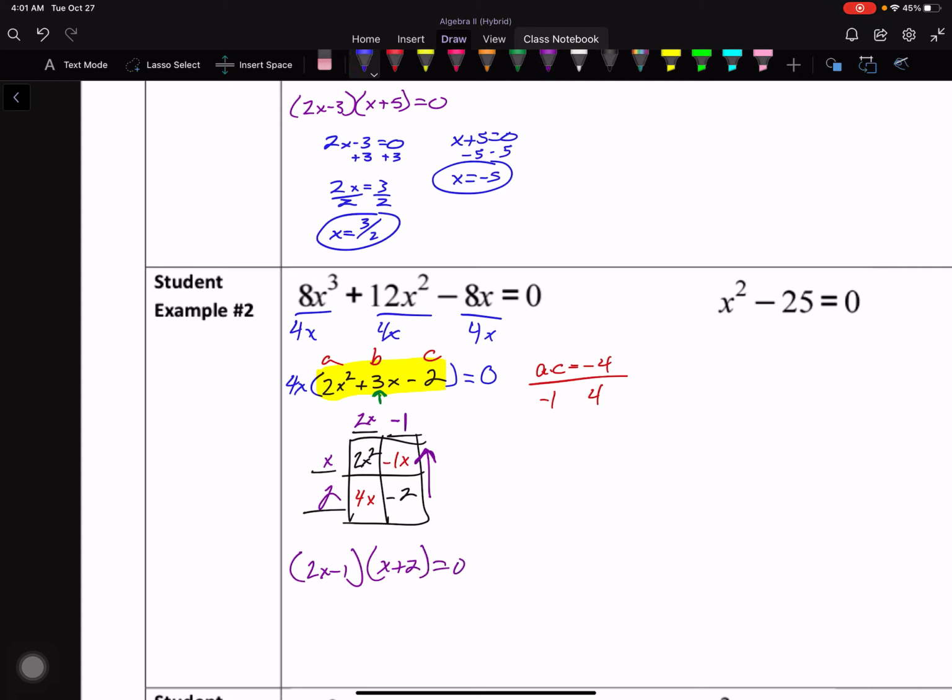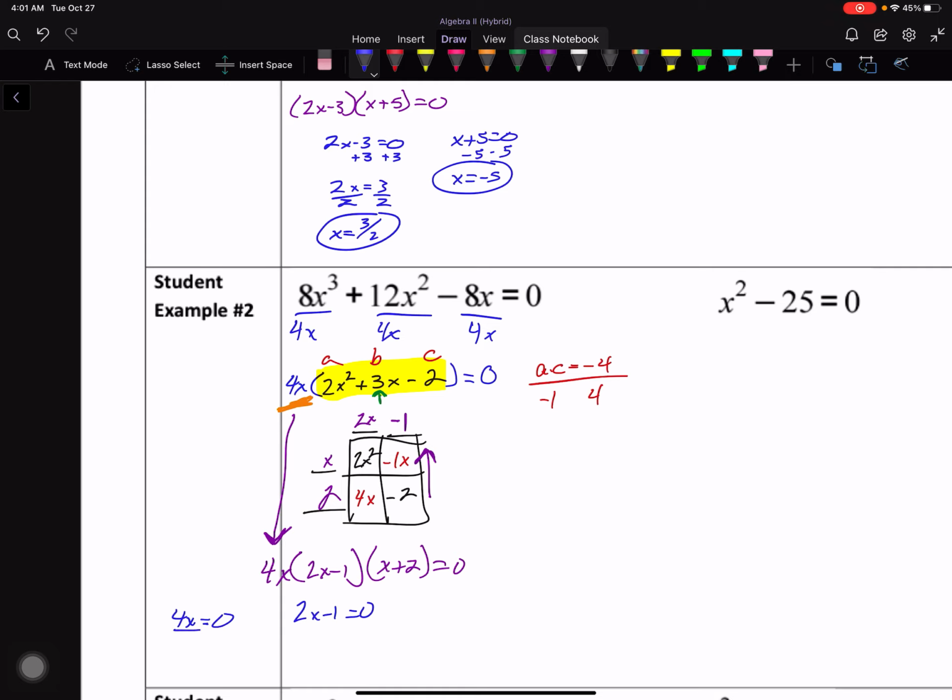And then to finish it out, just set each factor equal to 0. Oops. Oh, hold on. I said we'd forget about the GCF, but I forgot about it too long. You can't forget about it. You want to bring it down here to your factored form, because we also have to set that factor, 4x, equal to 0 as well. And that'll give us a third answer this time.